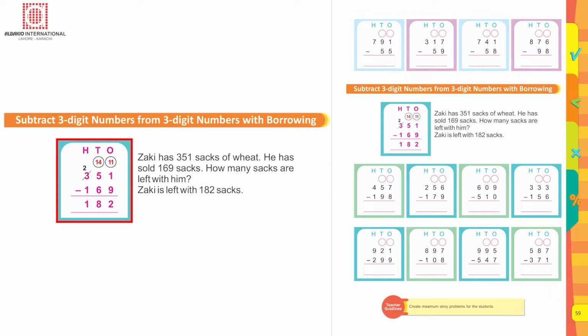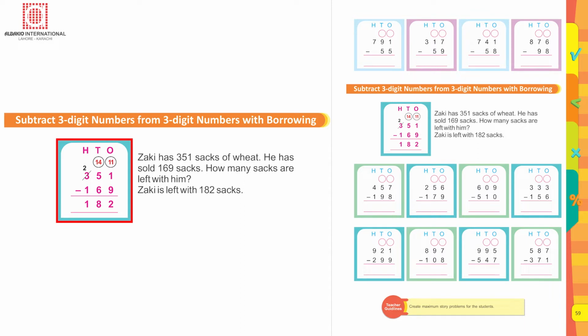You cannot subtract 9 from 1. You borrow 10 from the 5, the next number. This becomes 11. 11 minus 9 is 2. Here it is 4. You cannot subtract 6 from 4. So what are you going to do next?